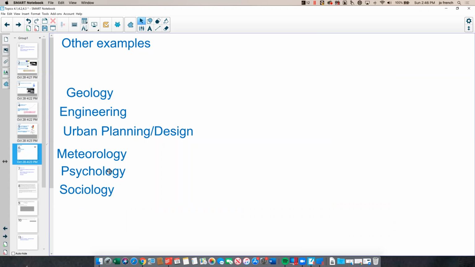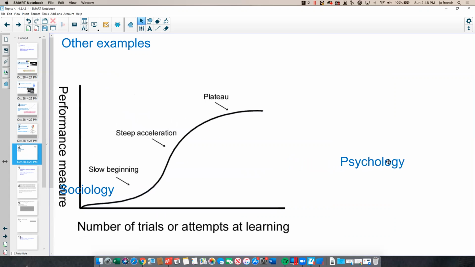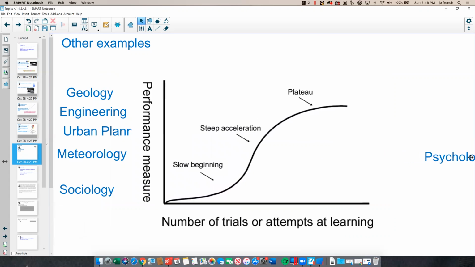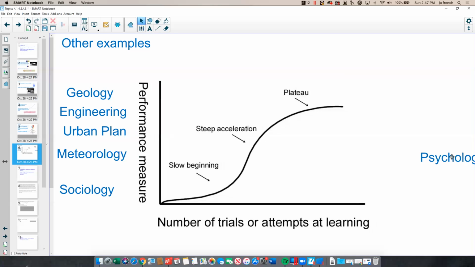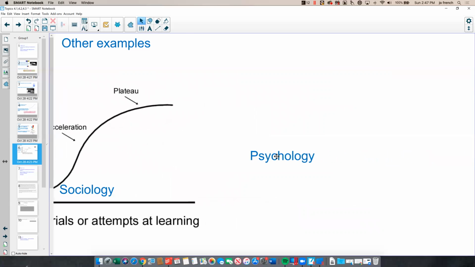In psychology, there's another one. You've probably heard of the learning curve. How does our ability to learn new skills change over time, or after how many times we've tried something? We start out slow, then we start to accelerate our learning process, and then near the top, our learning process slows down again. Our amount of improvement per trial shrinks.